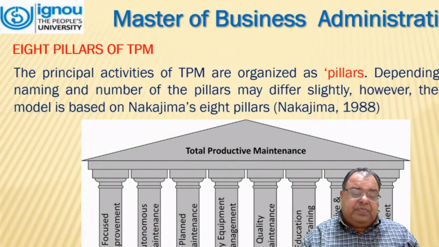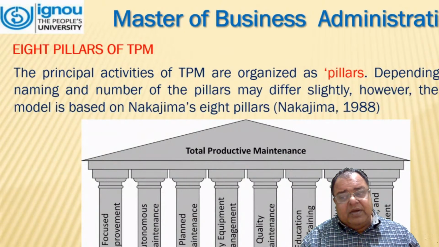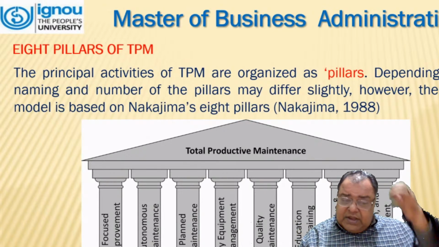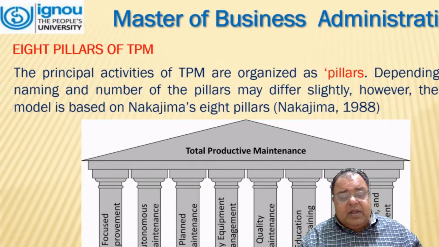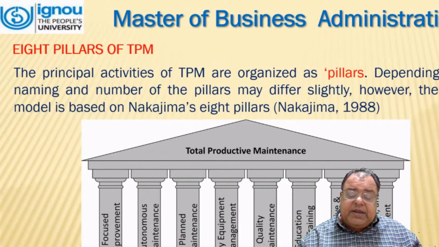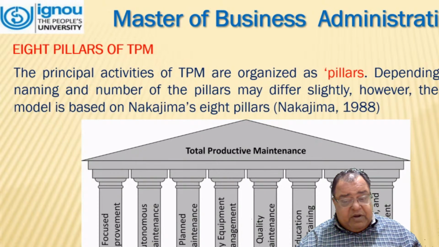Eight pillars of TPM. The principal activities of TPM are organized as pillars. Depending on the author, the naming and numbering of the pillars may differ slightly. However, the generally accepted model is based on Nakajima's eight pillars. You can see that total productive maintenance comprises eight pillars, which are set on 5S. These eight pillars are focused improvement, autonomous maintenance, planned maintenance, early equipment management, quality maintenance, education and training, administrative and office maintenance, and safety, health, and environment.